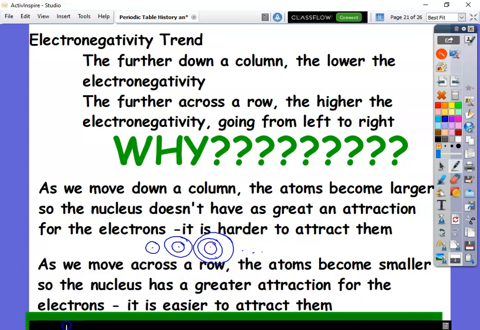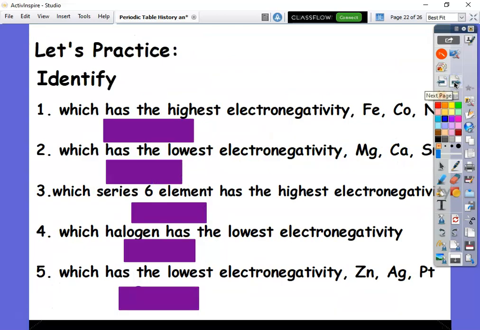As we go across a row, the atoms become smaller. So the nucleus has a greater attraction for the electrons, and it's easier to attract new electrons into that atom. So again, pause the video, take a look at these 5 questions, give them an answer, and then come back and check to see how you do.